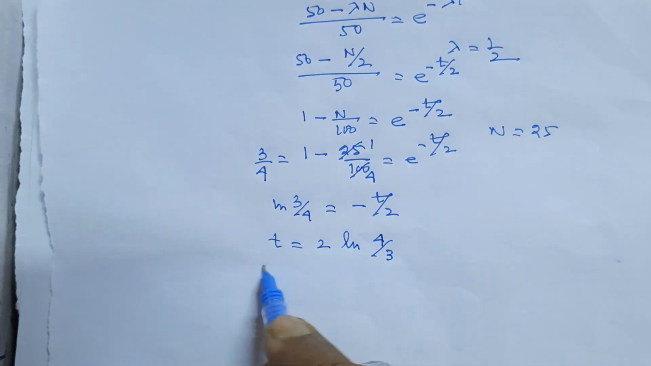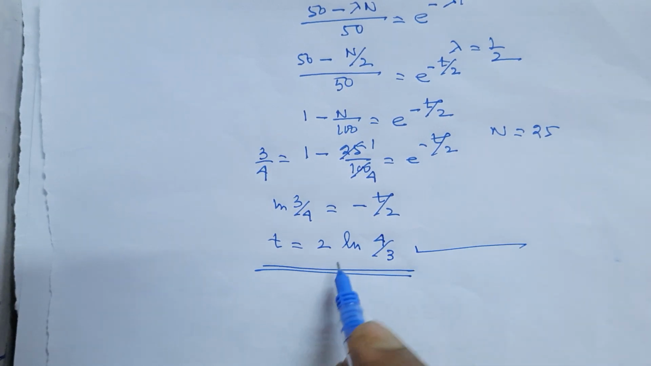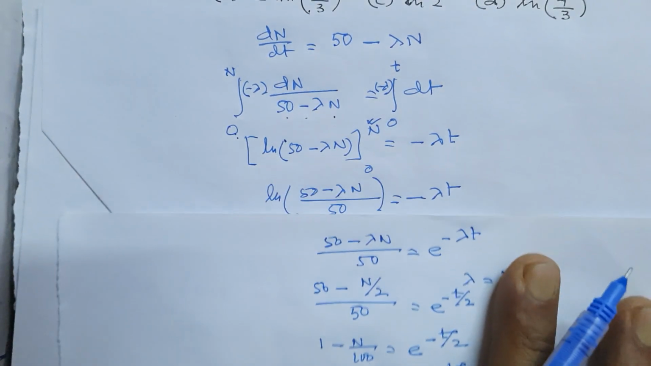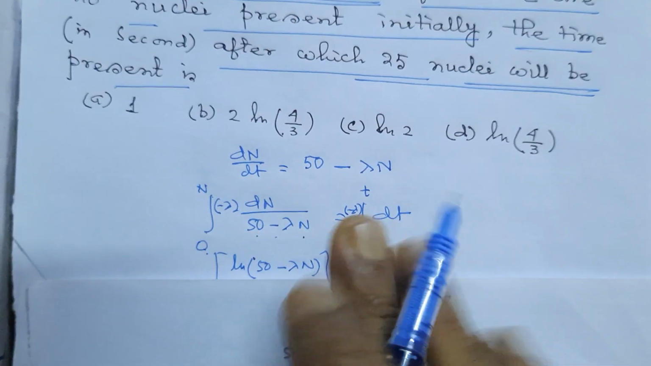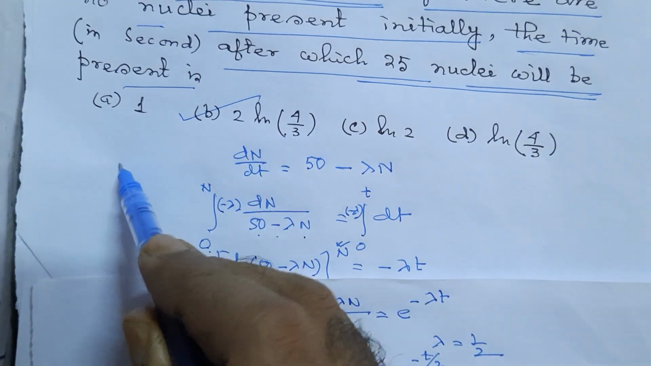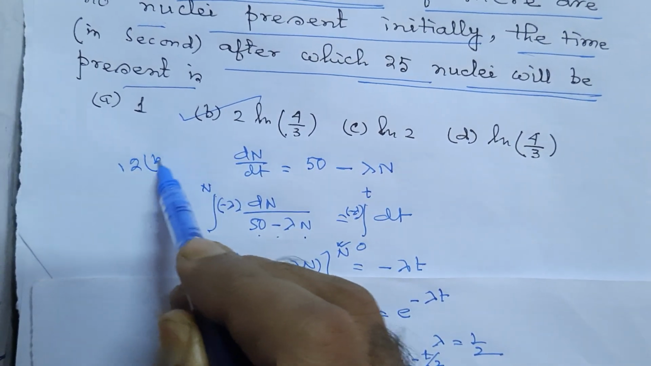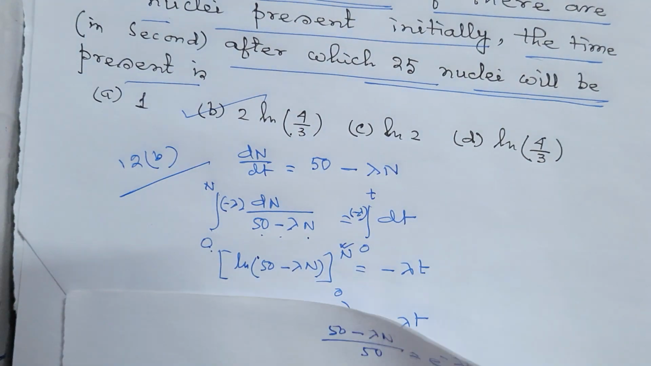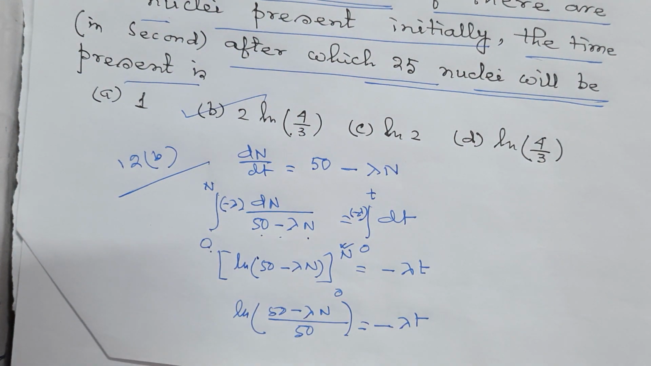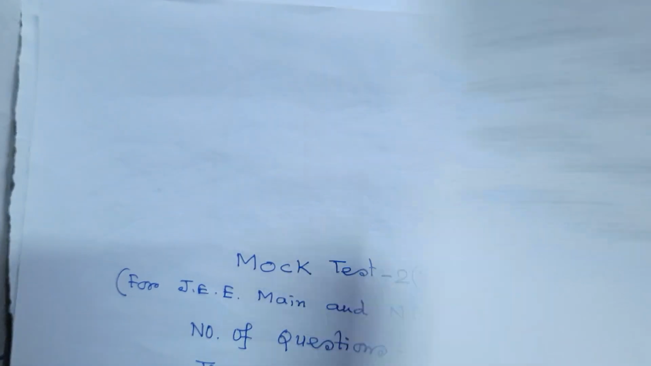To absorb the minus sign, we get t equals 2 ln 4 by 3. So our correct option is B. The correct option to question number 12 is B. Now let us see question number 13. What does it say? Question number 13.